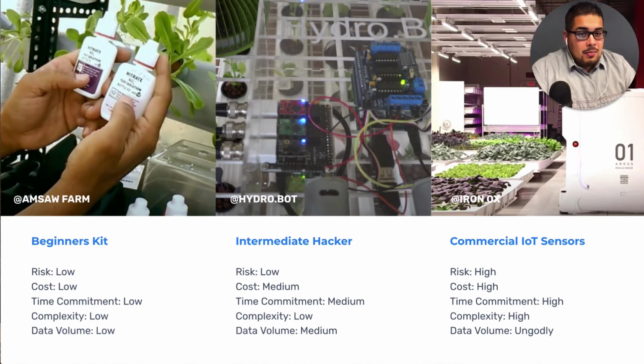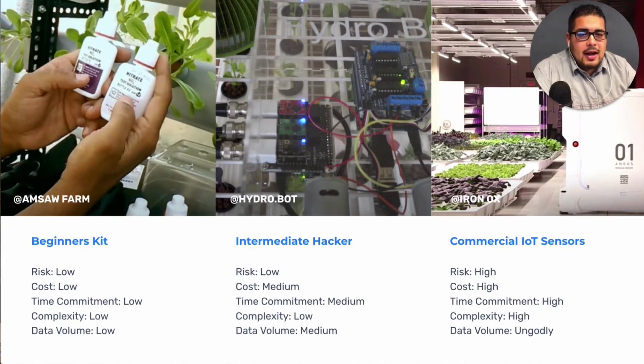When you get into a commercial setting, things are exponentially more involved, and you need more specialized equipment. The risks are higher because they're probably mission critical in terms of if a pump goes out and you don't know about it, then crops die, fish die.